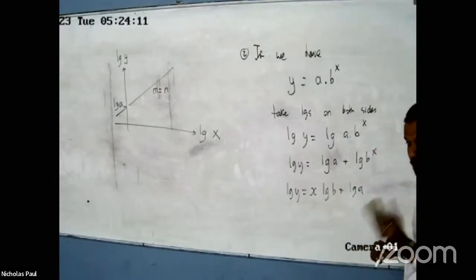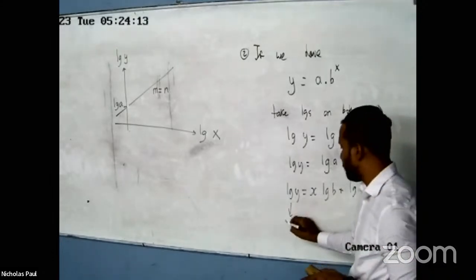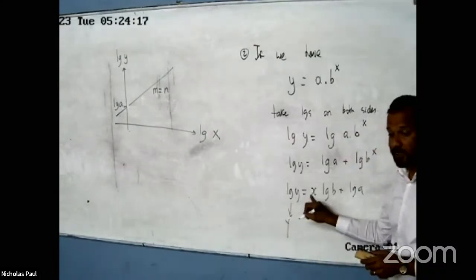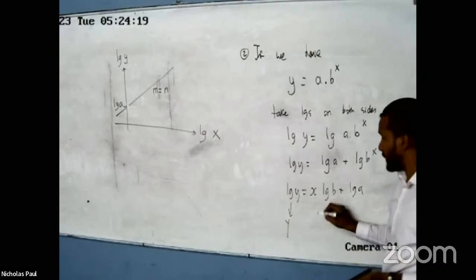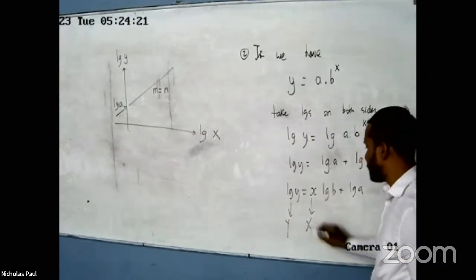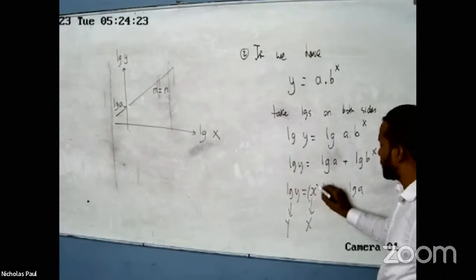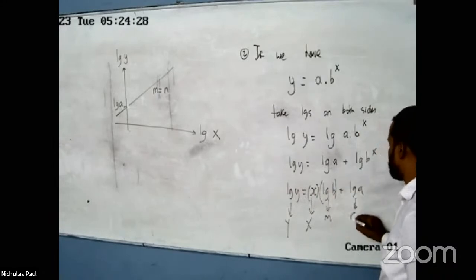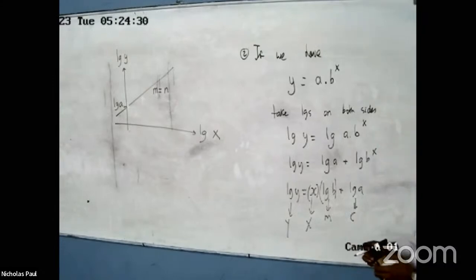Right? Which one do I choose here for the x? X, I can't choose log a because it has a variable in it, right? So this is your x and this is your gradient. This is your y-intercept. That's okay? Are you okay with that?